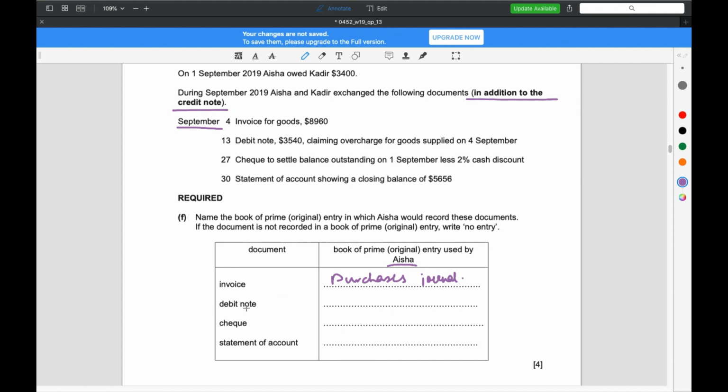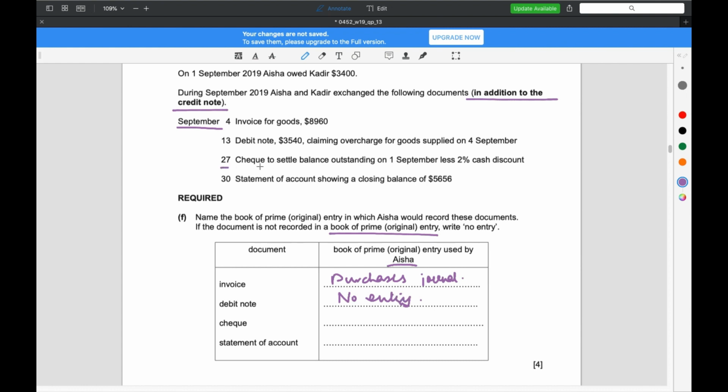And the debit note. On September 13th, it says debit note 3540 claiming overcharge for goods supplied on 4 September. So, a purchase returns journal is not a book of prime entry, right? So it's not going to be over on the general ledger, it's actually going to be on the purchase returns journal, which is not a book of prime entry. So it's going to be no entry, because up in the question he says if the document is not recorded in a book of prime entry, write no entry. So we write no entry.